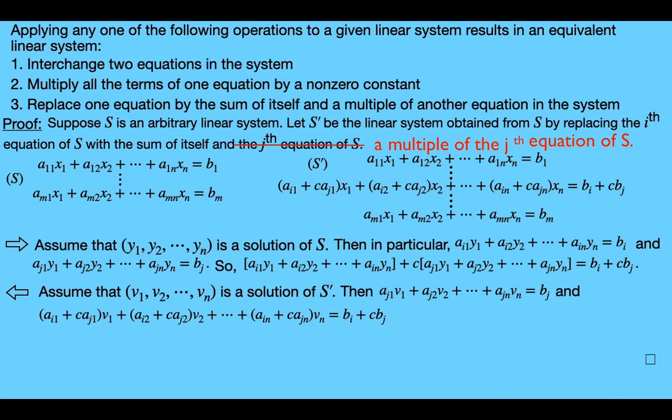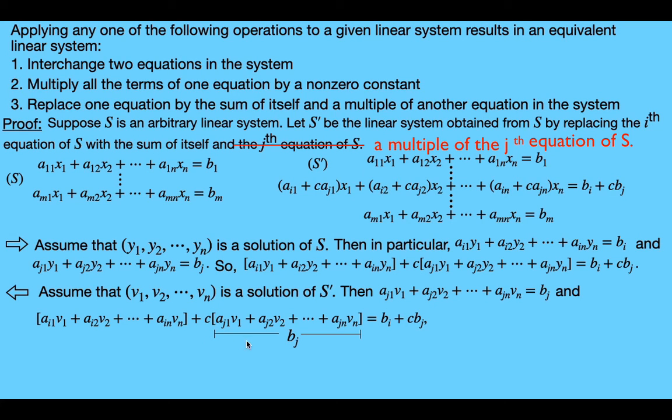Now we can rearrange the left-hand side of this equation to make it look like this, and by doing that, it's made clear that this part is the left-hand side of the jth equation of S prime with our n tuple plugged in for the unknown variables. So this sum of everything within the brackets will be equal to b sub j, so that this whole thing will be equal to c times b sub j. So we have the sum of this plus c times b sub j is equal to b sub i plus c times b sub j. And so we can subtract this c times b sub j from both sides. So that leaves us with this part of the left-hand side equaling b sub i. So we get this equation.